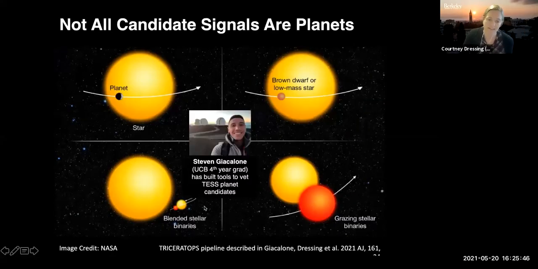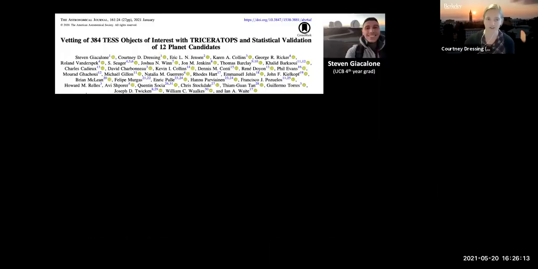So for part of his PhD thesis, grad student Stephen Jackalone, who's going to be starting his 5th year in the fall, has worked to build a set of tools to vet TESS planet candidates. His code, which is called Triceratops, takes as input TESS light curves and then fits a variety of models to determine which of these events are actual transiting planets and which of them are more likely to be astrophysical false positives. His paper was published earlier this year in the Astronomical Journal.